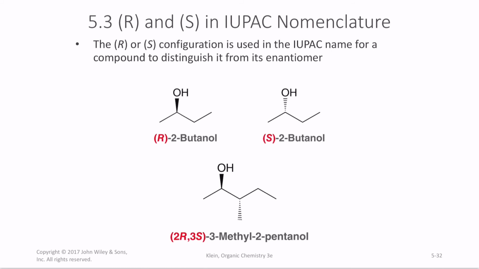So we use R and S configuration in the IUPAC name just as it is. If you have one single chiral center, just write R or S in front of it as a prefix. If you have more than one chiral center, represent each with its number and its configuration. So always look at the locant and the chiral center. Use the locant to represent the chirality of each of the positions that you are trying to represent.